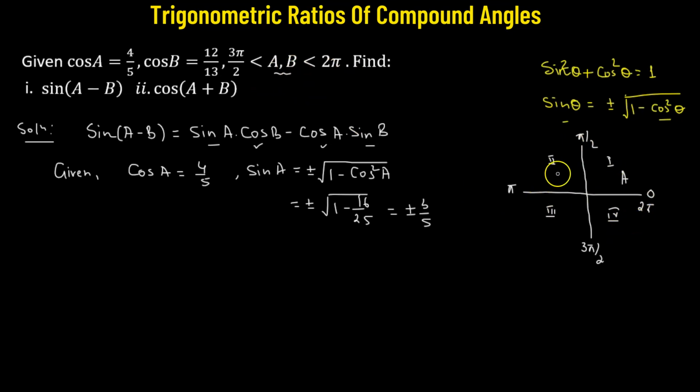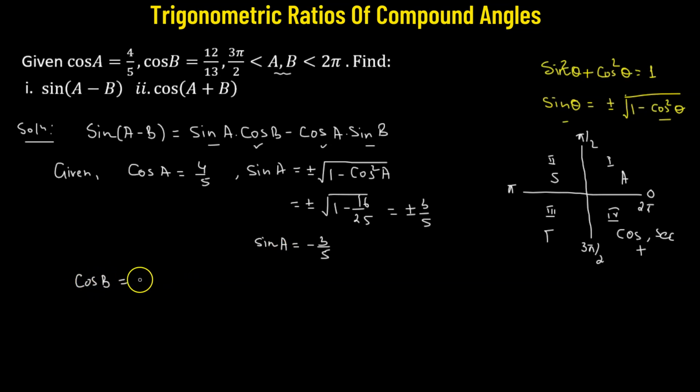Now, if we use the mnemonic A, S, T, C, so C tells us that only the cosine and the secant functions are positive in the fourth quadrant and all the remaining trigonometric ratios are going to be negative. So that means we'll have to consider the negative value of sine A. So sine of angle A will be equal to negative 3 over 5. Now that we have the value of sine A, our next task will be to obtain the value of sine of B. For that, we will use cosine of B.